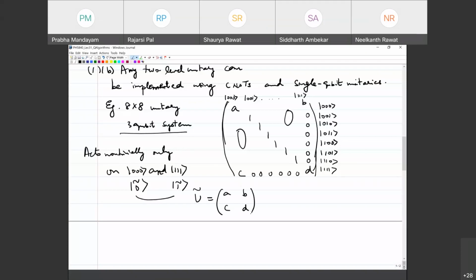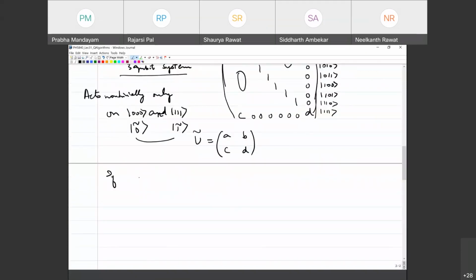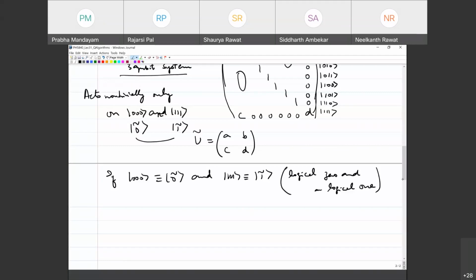Is that clear? So if I were to say that 0, 0, 0 is something called 0 tilde and 1, 1, 1 is something called 1 tilde. So in the language of error correction, these would be called logical qubits. It's a logical 0 and a logical 1. It's not an actual 0 qubit. It's like a logical 0 level and a logical 1, right? It's on a two-dimensional subspace of this larger space.